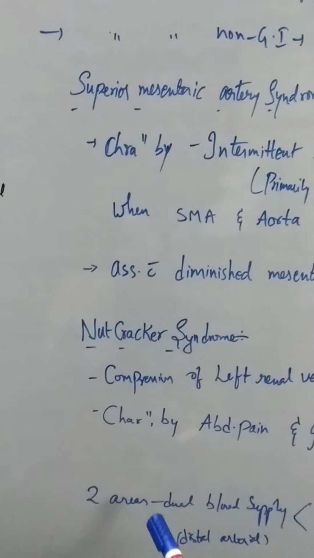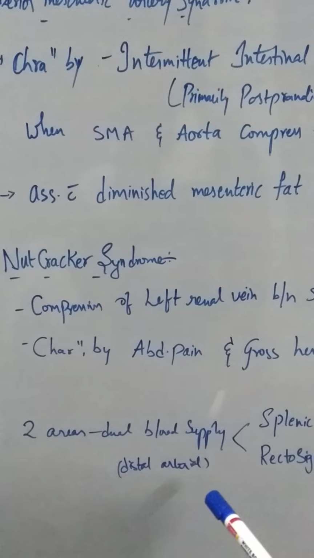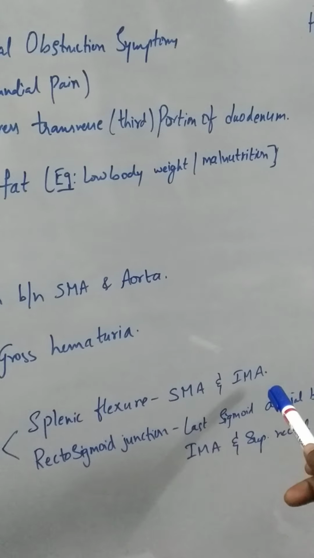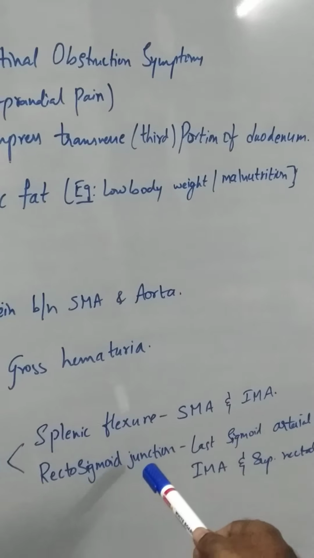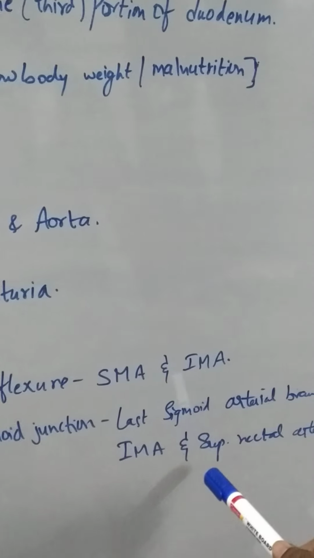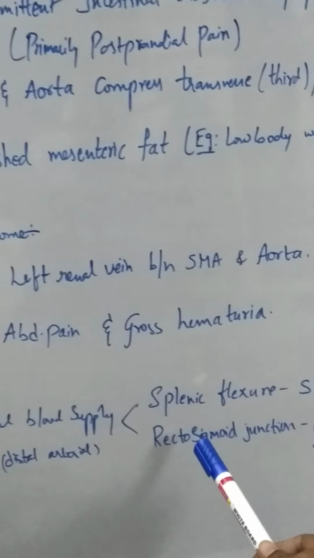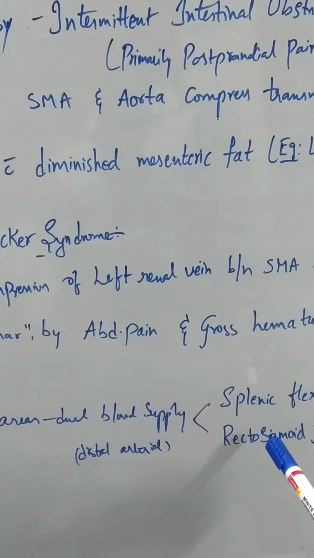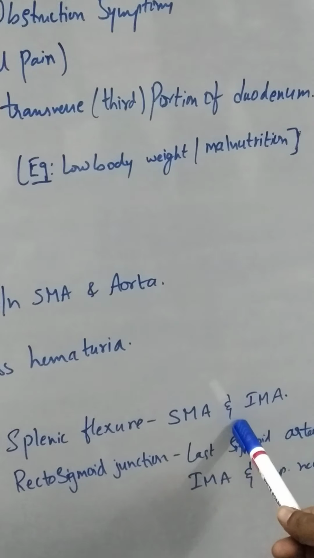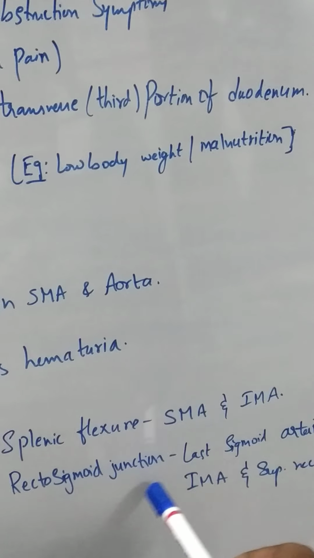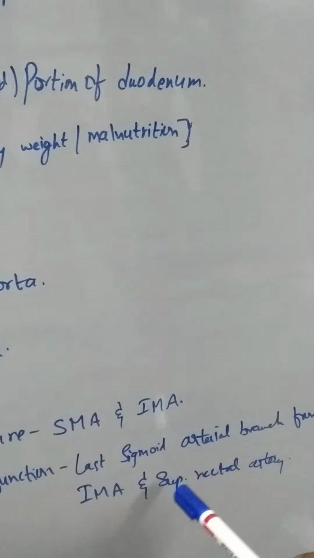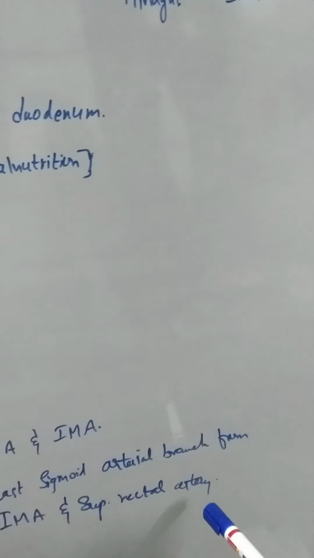There are two areas with dual blood supply, that is, distal arterial branches. One is the splenic flexure, where the superior mesenteric artery and inferior mesenteric artery are present. The other is the rectosigmoid junction, with the last sigmoid arterial branch from the inferior mesenteric artery and the superior rectal artery. I repeat, the two areas with dual blood supply are the splenic flexure and the rectosigmoid junction.